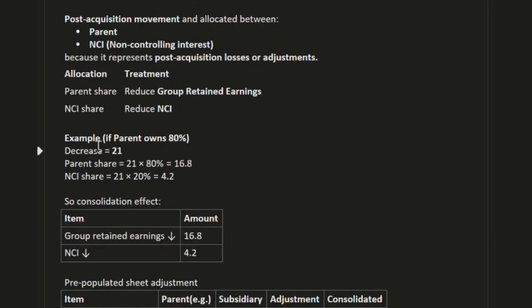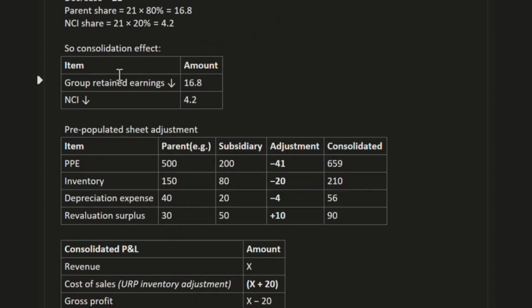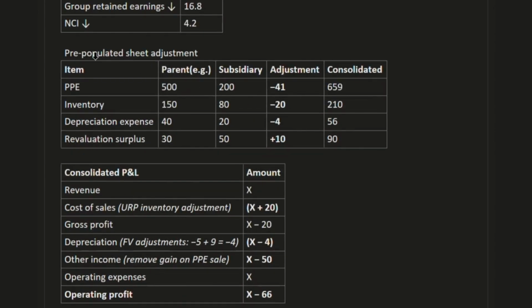For example, in this scenario, the decrease is 21 and the parent share is 80%. Suppose that. So the parent value will be 16.8. So in the pre-populated sheet, we are just going to type minus 16.8 from the group retained earnings and minus 4.2 from the NCI. So the consolidation effect is that group retained earnings will decrease by 16.8 and NCI will decrease by 4.2.